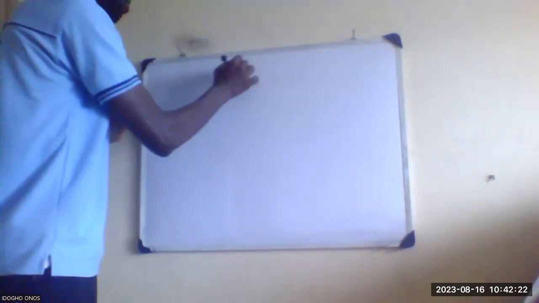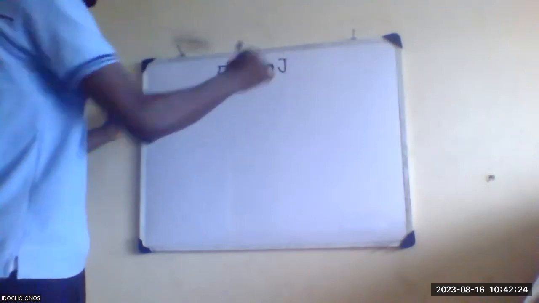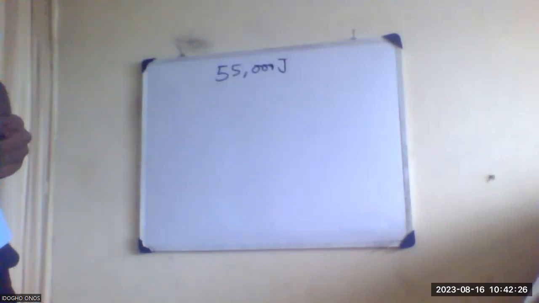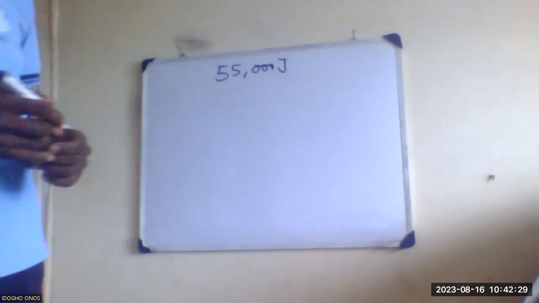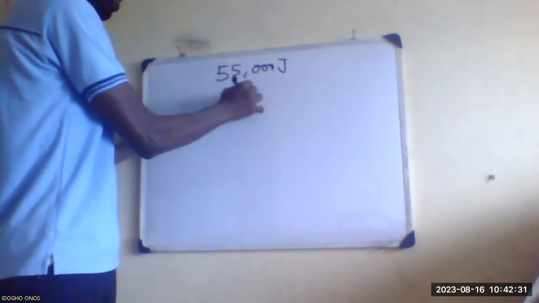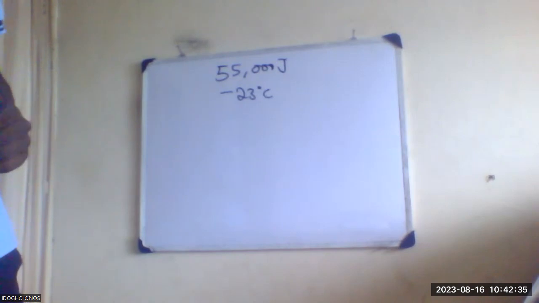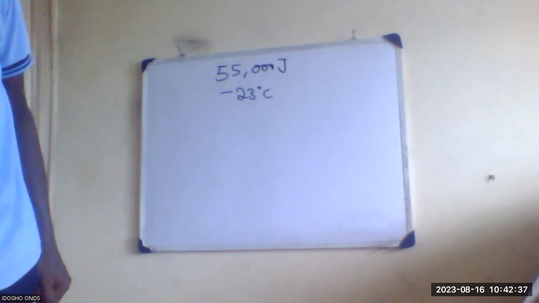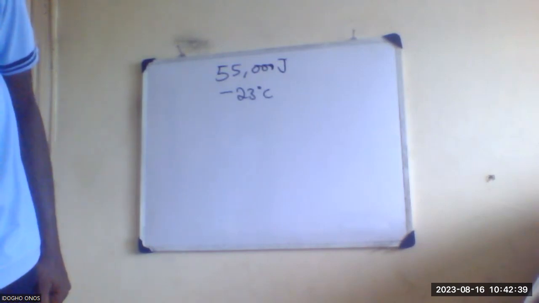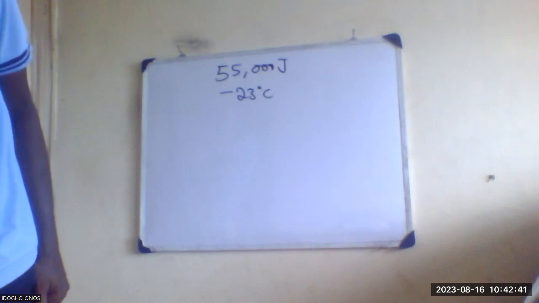Are you there? 55,000, that is 55,000 J, that is not kilojoule, but J, occurred at -23 C. That is the temperature. Full stop. Calculate the enthalpy change.